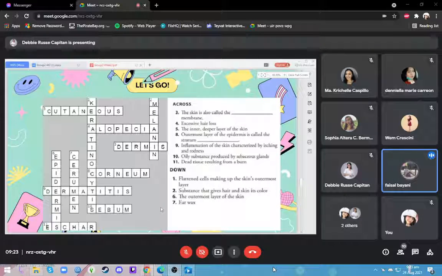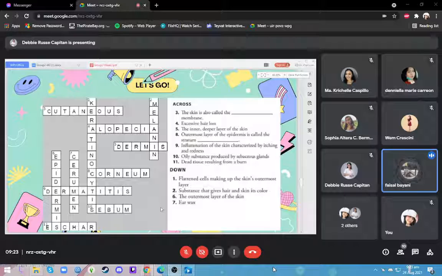Across. Number three. The skin is also called the cutaneous membrane. Number four. Excessive hair loss. Our answer for number four is alopecia. Number five. The inner, deeper layer of the skin. Our answer for number five is dermis. Number eight. Outermost layer of the epidermis is called stratum corneum. Number nine. Inflammation of the skin characterized by itching and redness. Our answer for number 9 is dermatitis.